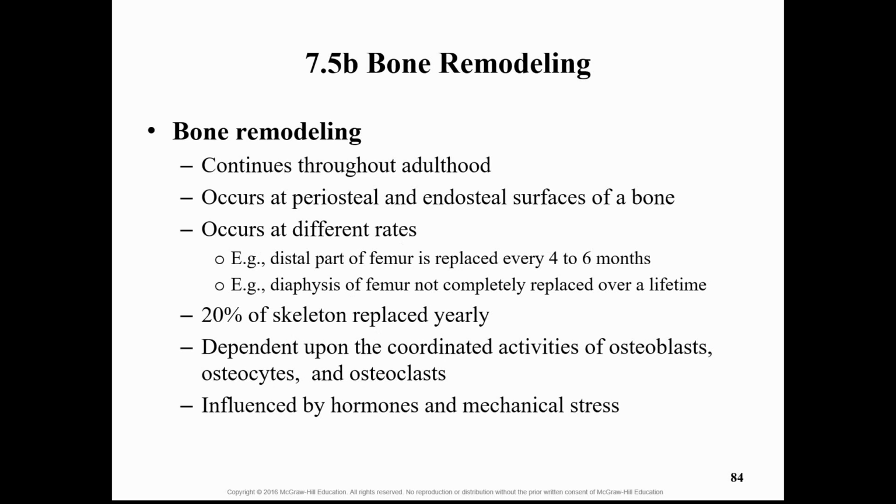Now, bones will change throughout adulthood. They will remodel. It occurs at the periosteal and endosteal surfaces, and it kind of depends on the bone and where you're at on the bone, how often or how rapidly that occurs. For example, the distal part of the femur is replaced about every 4 to 6 months, whereas the diaphysis isn't completely replaced over your entire lifetime. We figure about 20% of a skeleton is replaced every year. It depends on the coordination between osteoblasts, osteocytes, and osteoclasts. As I mentioned, it's highly dependent on mechanical stress, but also hormones, which are chemical messengers.